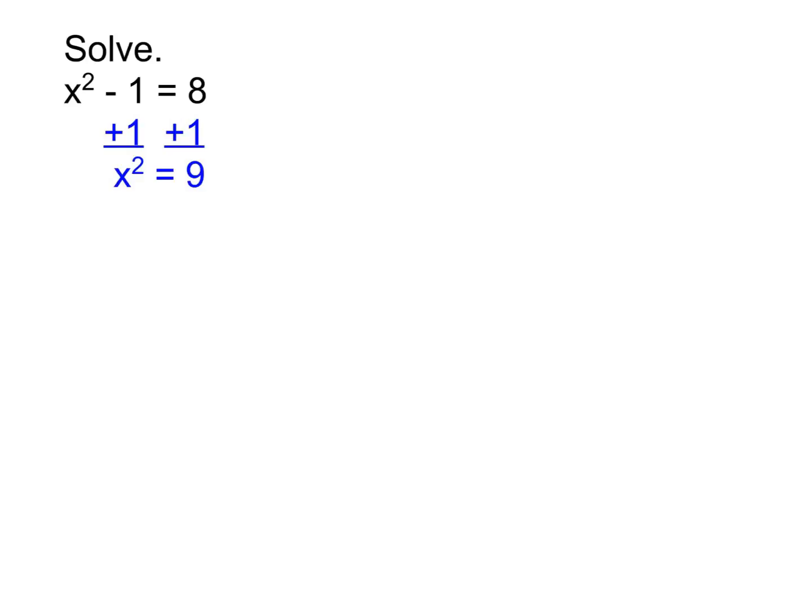What undoes a square? What's the opposite of squaring something? Square root, yeah. We're actually taking the square root of both sides. And so that's where we get the 3, because the square root of 9 is 3. Remember, square root just means what number times itself equals that, or in other words, what number squared equals that. So we end up with x equals 3.